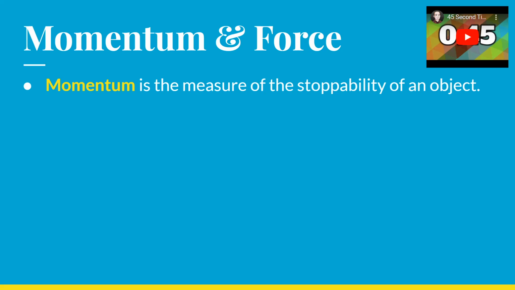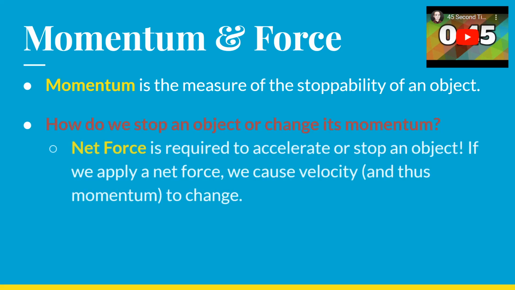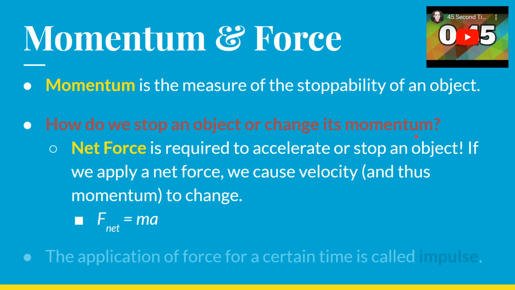Okay, again, momentum is a measure of stoppability of an object. How do we stop it? You just told me that. A net force. Okay, a net force is required to accelerate or stop an object. If we apply a net force, we cause the velocity and thus the momentum to change. Again, F net equals m times a. That's where we're getting that from. If we apply a net force to our object, we will get acceleration, which means our velocity changes, which means our momentum will change as well.